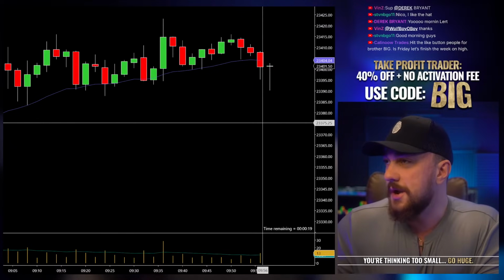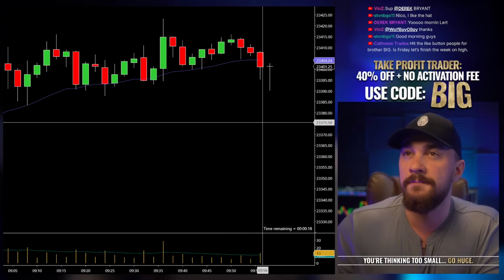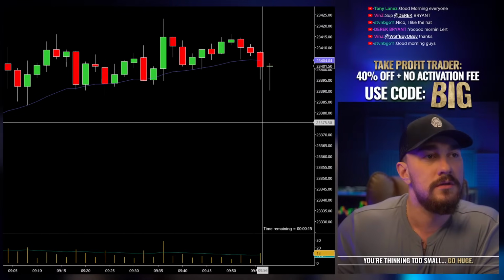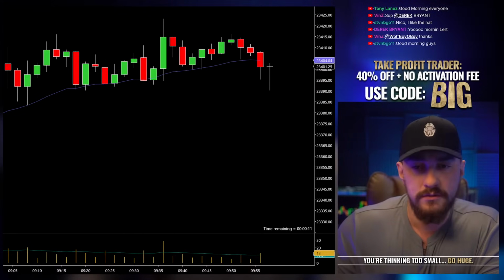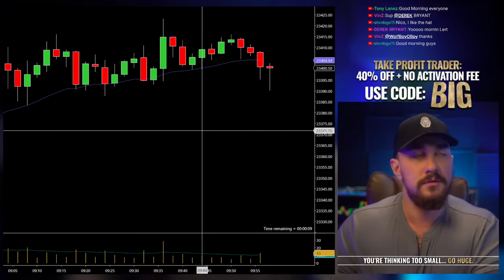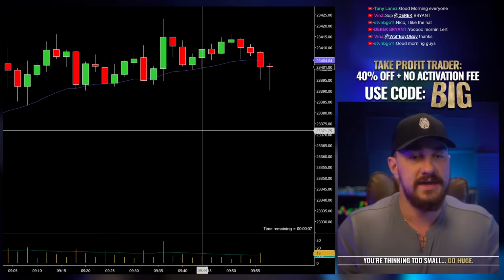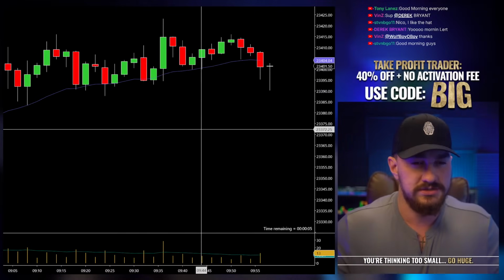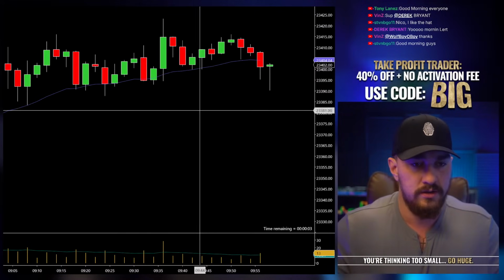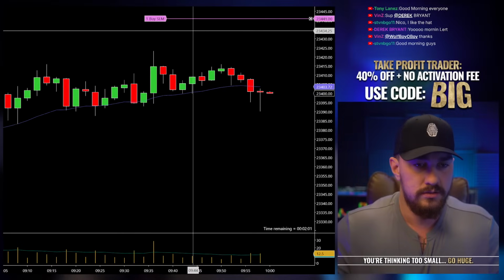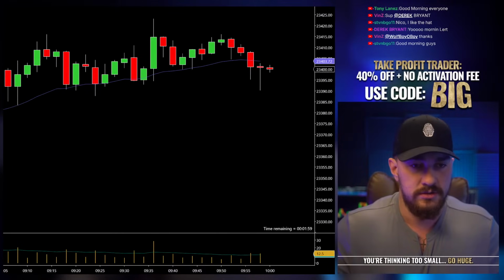All right, bulls wicking it back here. Let's see. Now again, I'm just scalping here, so if the bulls actually turn this into a reasonable bull bar. Yeah, they're not going to. Next bar.